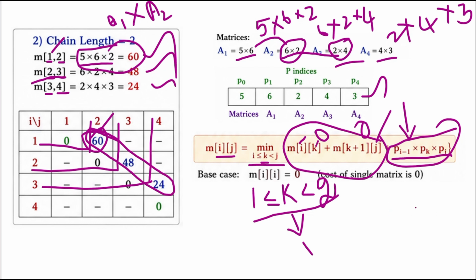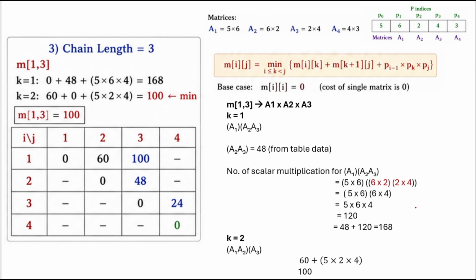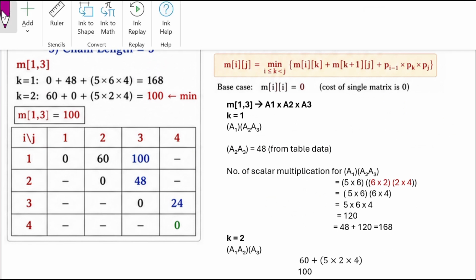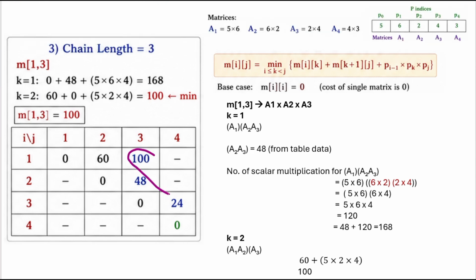Clear? Using this formula, directly calculate the number of scalar multiplication and fill it in the corresponding diagonal cells. Okay. Then next we need to fill these two values. The 60, 48, 60, 40, 24 are already filled in the previous step, right? So we need to fill these two cells in this step.